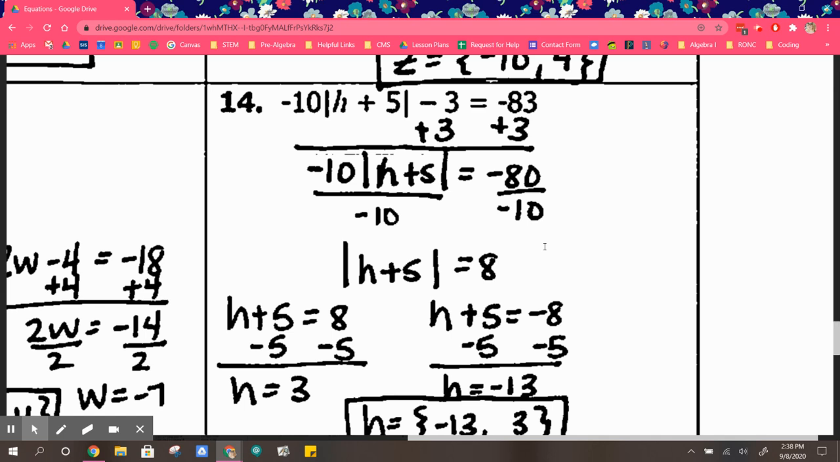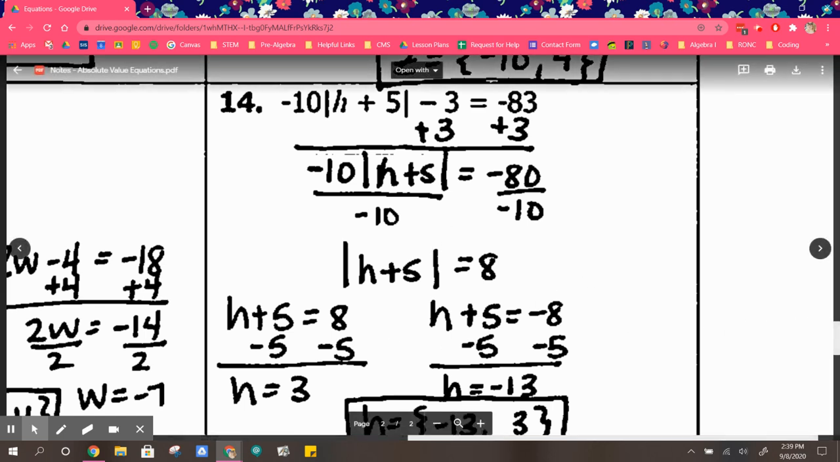The absolute value bars are now isolated, so you can go ahead and solve. So we have h plus 5 equals 8, and h plus 5 equals negative 8. Subtract 5 from both sides, and then there's nothing attached to that h, so once you subtract the 5 from both sides, you are done. So your answer is negative 13, comma 3.